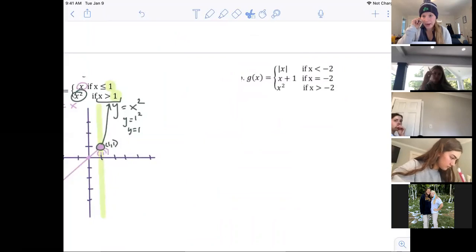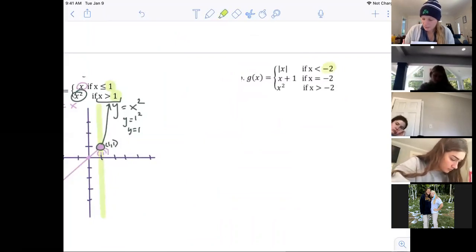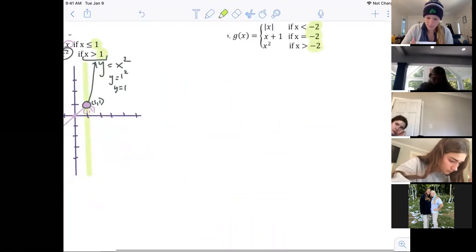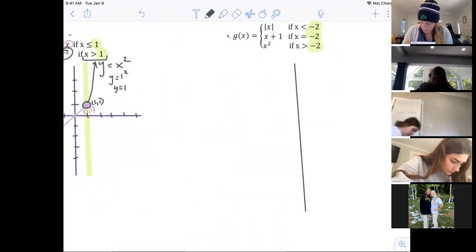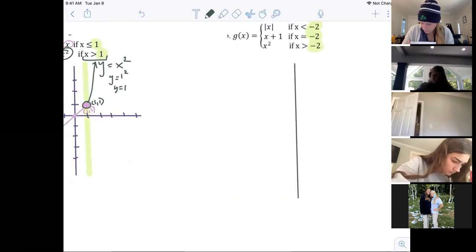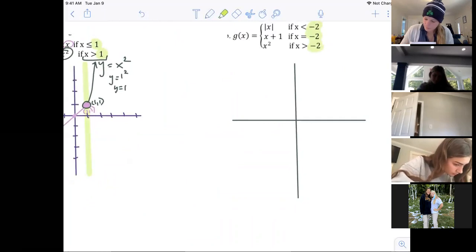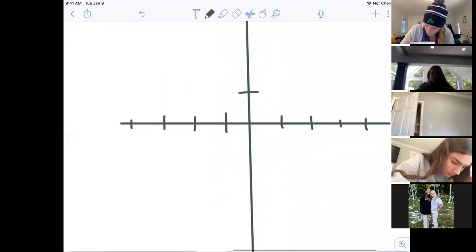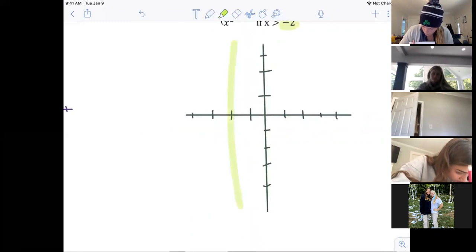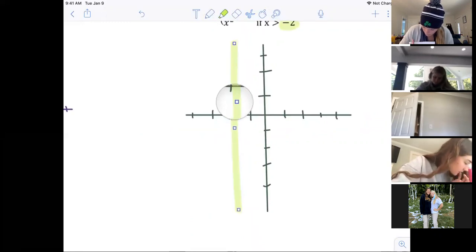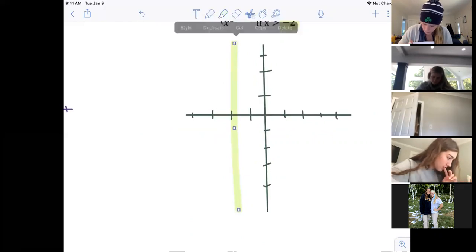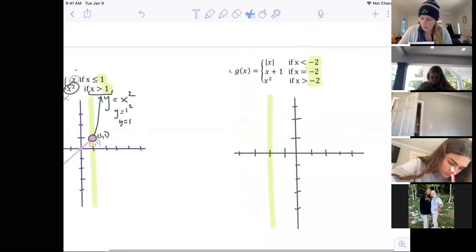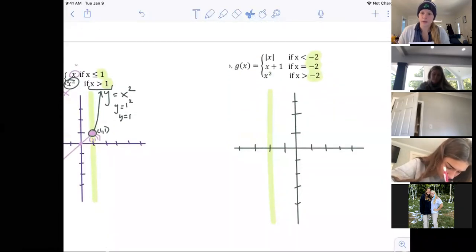All right, so the next one, now I have 3 parts here, and it seems like -2 is where all the stuff is happening. So I'm going to graph my line. And I'm going to remember that -2 is where all the important stuff is happening. So I'm going to make a mark on here for that. Okay. So we're good with that so far, right?